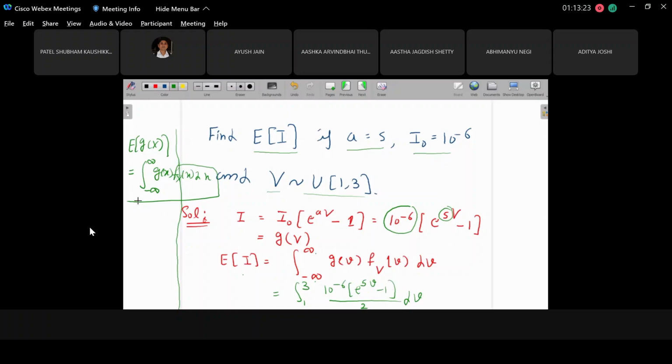Then what is f of x here in this case? f_X is the PDF for the x random variable. So here, f_V is the PDF for the v random variable.